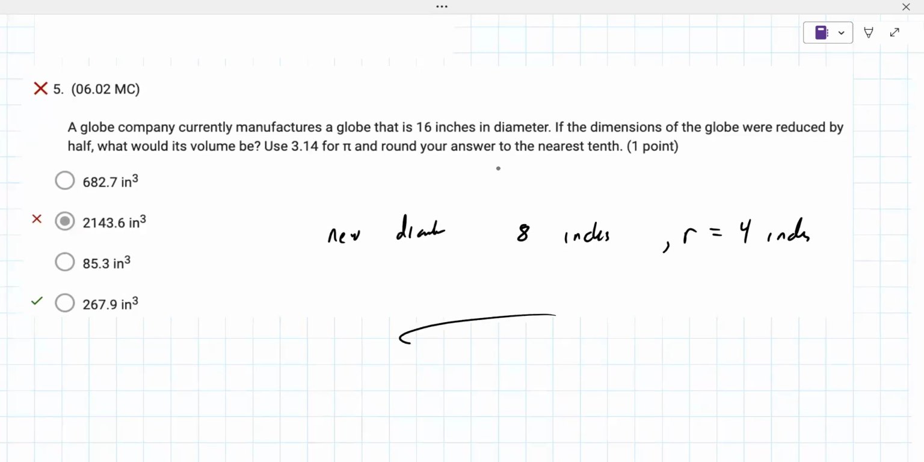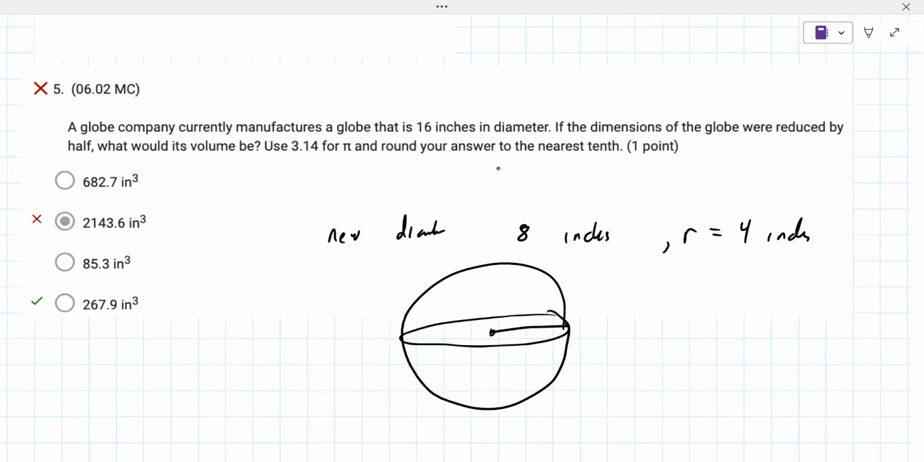Okay, so you have a globe or a sphere. Radius is equal to 4. Volume of the sphere is 4/3 pi r cubed. So they want you to use 3.14 and 4 cubed like that. So go ahead and calculate that. I'll be right back with you.